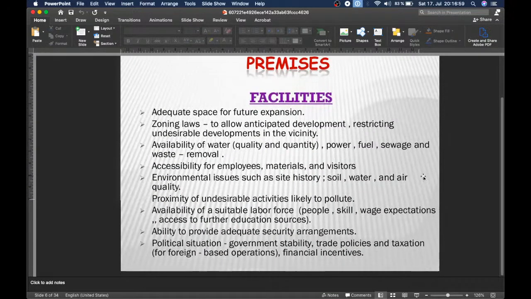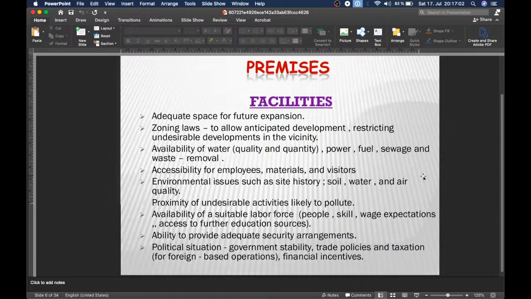So what are the basic facilities that are required in that industry? Basically, in the facilities, the first is adequate space. Yeah, you need proper space in there.